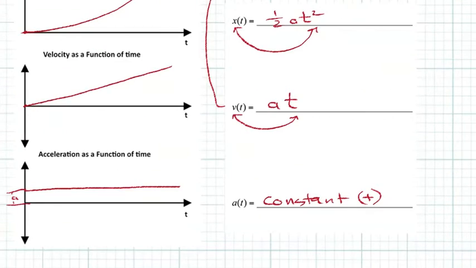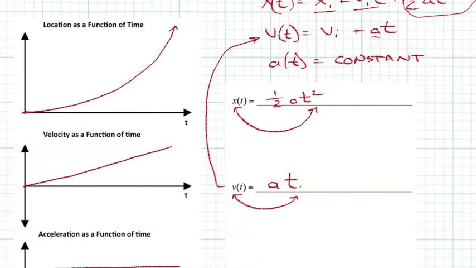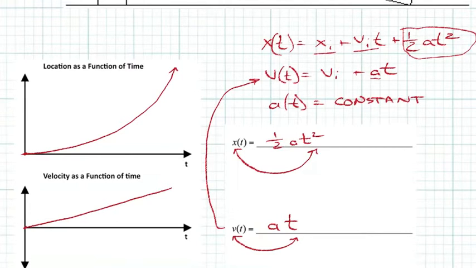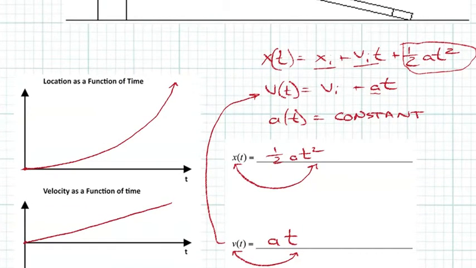So acceleration versus time is constant. Velocity as a function of time is linear. And our location, or that is position as a function of time, is going to be a curve because we've got a squared relationship between our position and our time right here. Let's go on to number 2.